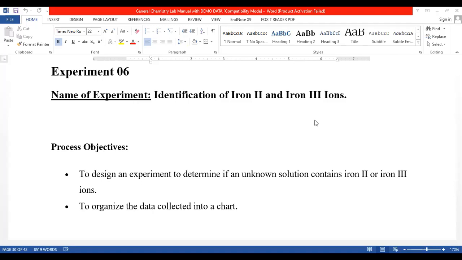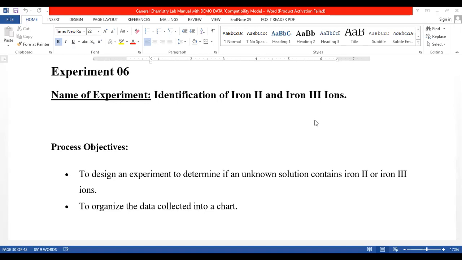Today we are going to discuss the identification of iron. We have already identified iron in the flame test, but in that case we didn't confirm which ion we were identifying, whether it is the ferrous ion or the ferric ion. As you already know, there are some transition metals which can utilize both of their valences for making compounds.